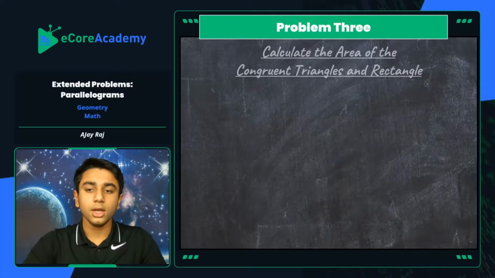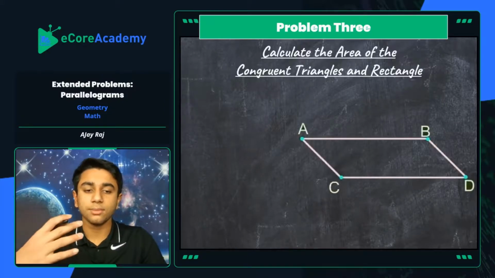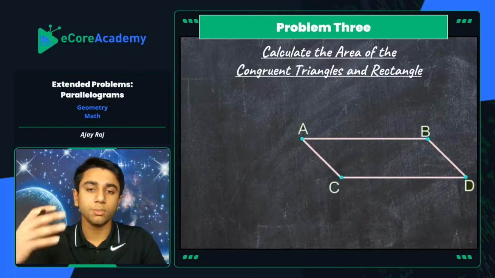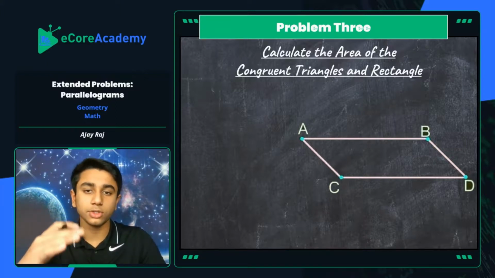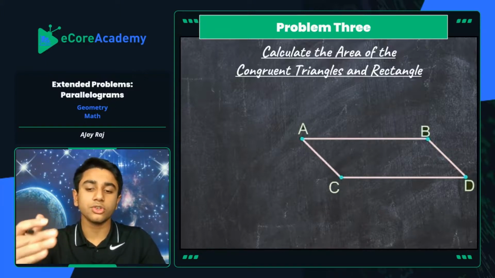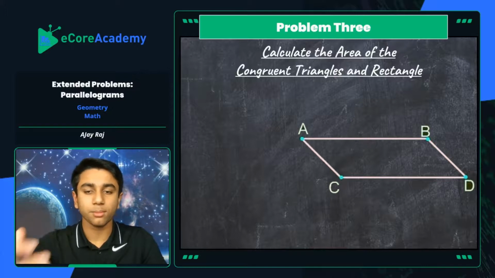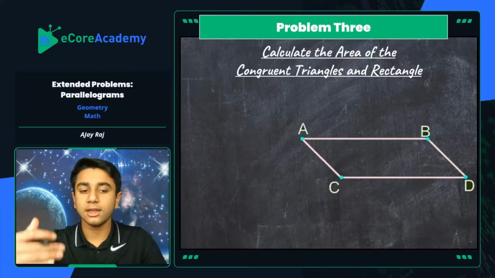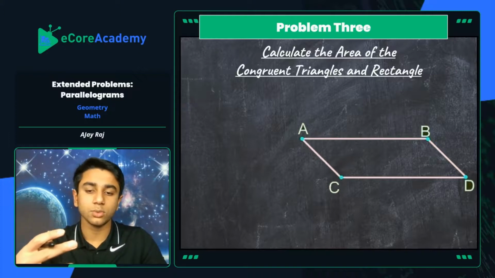Problem number 3, we're going to calculate the area of the congruent triangles and rectangle, and that comes when we're going to split our parallelograms. So please refer back to my parallelograms part 2 and part 1 video to really understand what I'm doing here. We're going into these more complex problems. I'm not going to re-explain and waste your time. I'm really trying to make the most of these minutes that you're watching this video.